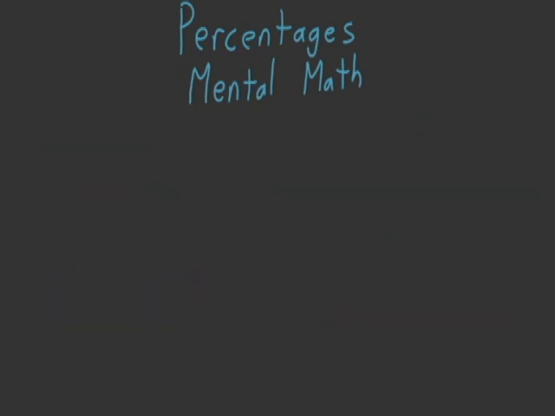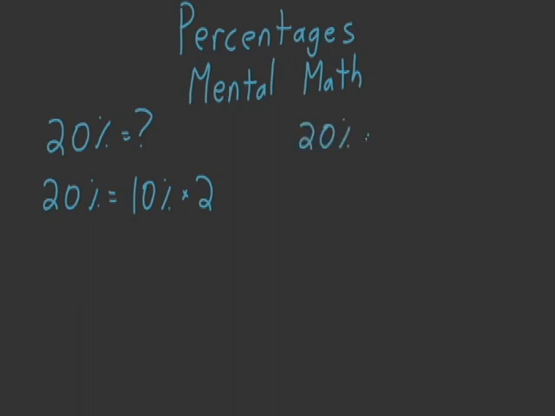Now, if I wanted to find 20% of a number, all I would need to know is that 20% is double of 10%. So, as long as I can find 10% of a number, I just double it and that would give me 20%. So if I wanted 20% of 50, 10% of 50 would move the decimal over one place, which gives us 5. Double that, 20% would be 10.